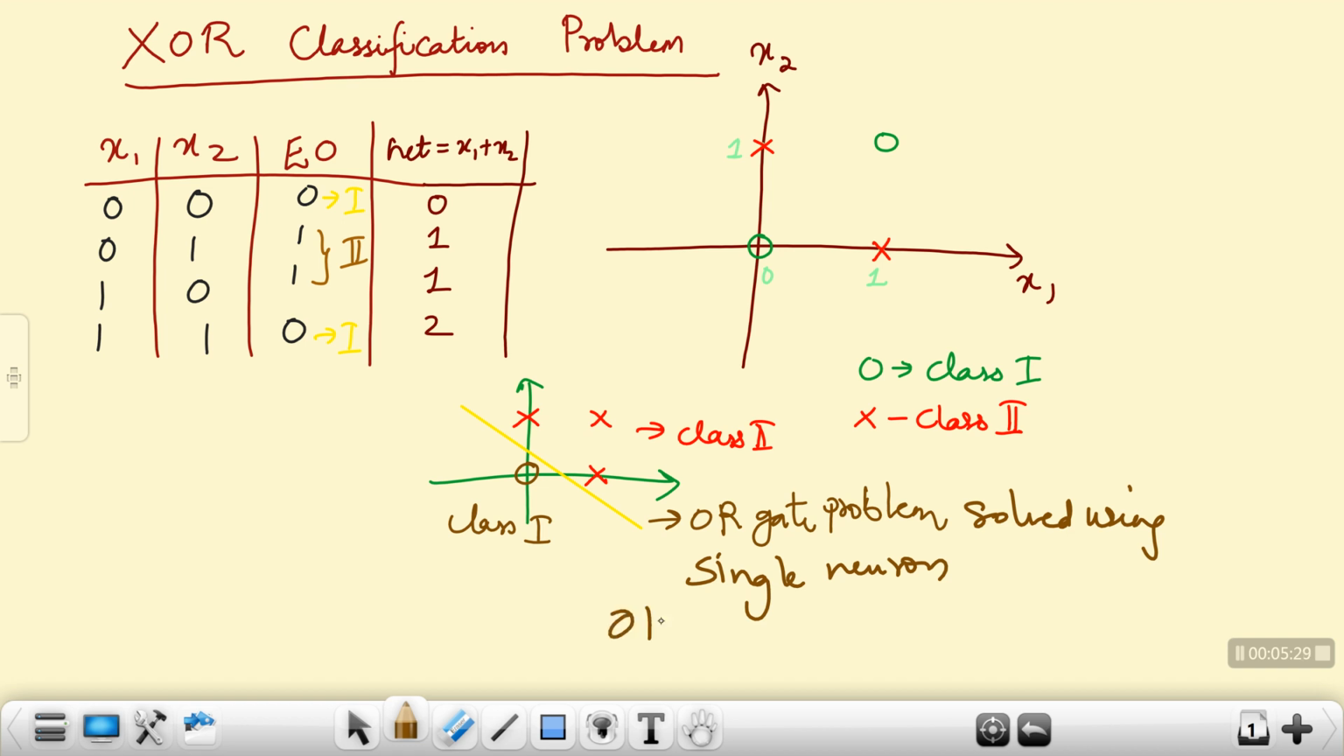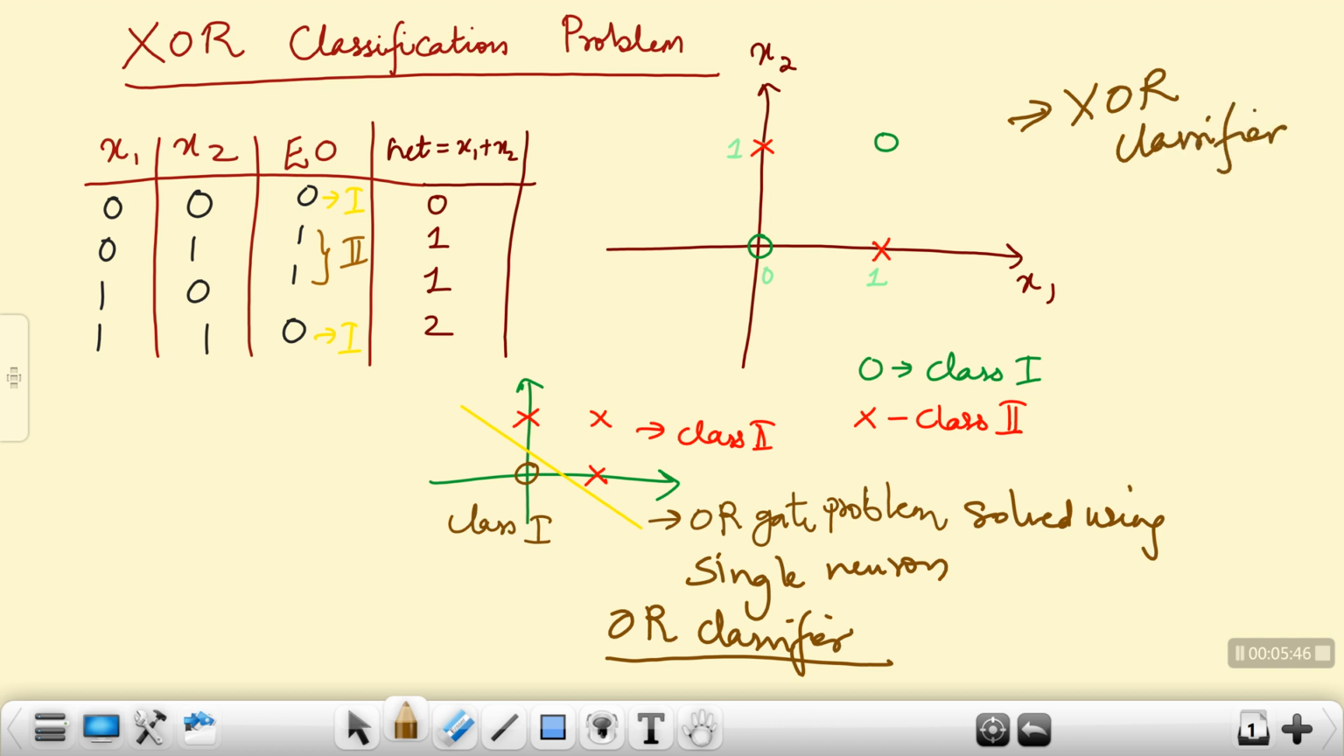Or I can say that an OR classifier can be designed using a single neuron. But we have seen that the XOR gate problem, or the XOR classifier, cannot be designed using a single neuron. So this is the background idea I have given you. The XOR problem cannot be solved using a single neuron.